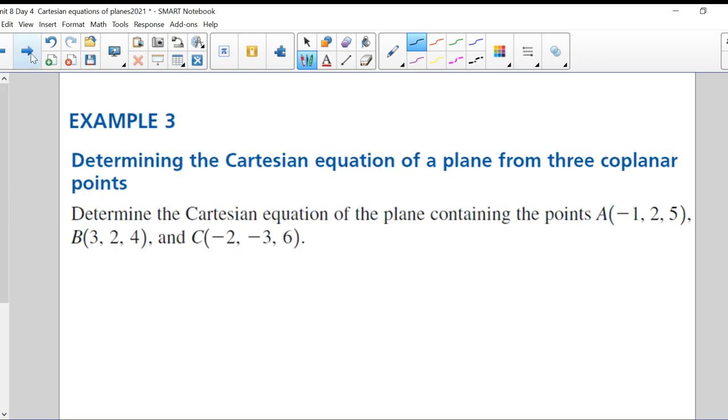As I tell you, the last question we're going to be doing today is going to be on the test. I'm telling you that right now. Determining the Cartesian equation of a plane from three coplanar points. One of the ways you can define a plane, of course, is by giving the points on the plane. So let's say that I gave you 3 points, and those are the 3 points.